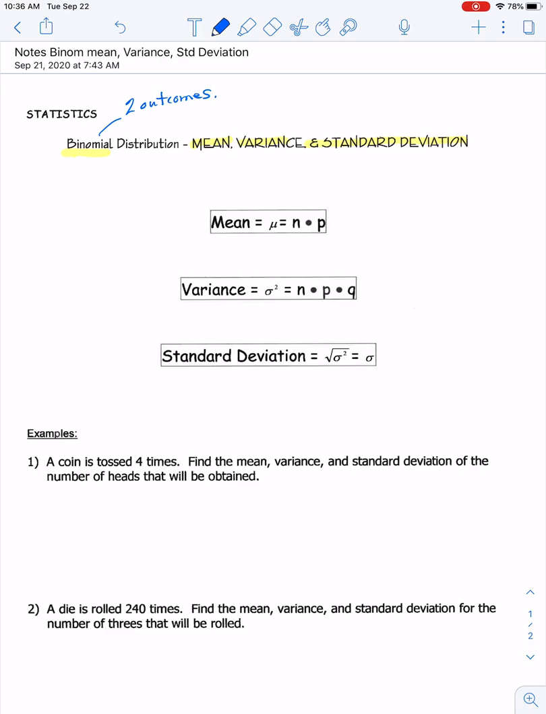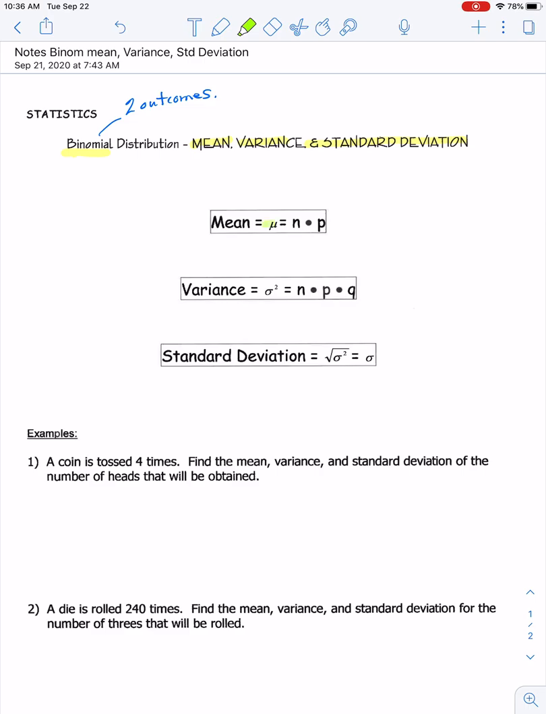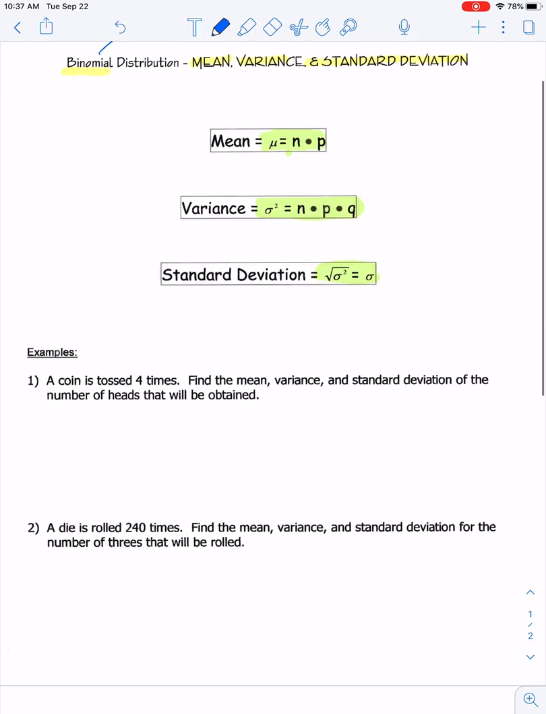All right, to calculate your mean, variance, and standard deviation, and yes, you can put these on your formula sheet if you wish. Okay, we've got mean is just going to be n times p, number of trials times successes. Variance, you're going to add in multiplying by q. And then standard deviation, like we've done previously, we will just take the square root of the variance. Okay? All right, so let's take a look here at an example.